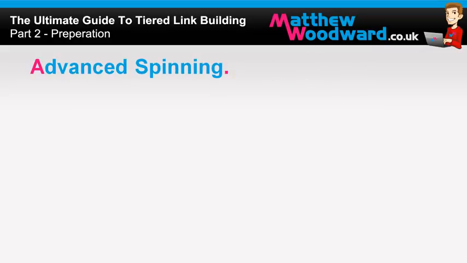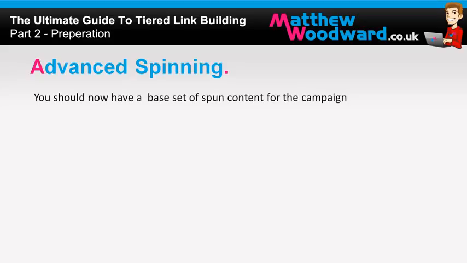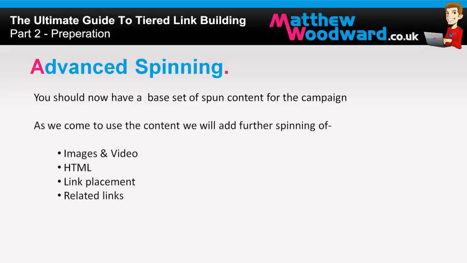Once you have everything spun, you have the perfect base set of content for the campaign. When we come to post the articles, we will implement some advanced spinning techniques, such as spinning in images and video, HTML elements, placement of our backlink, and related links to other sites. You don't need to worry about this right now though, I'll show you how to do it all later on in the series.